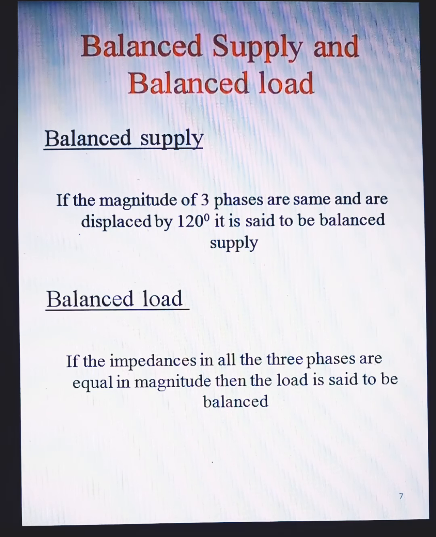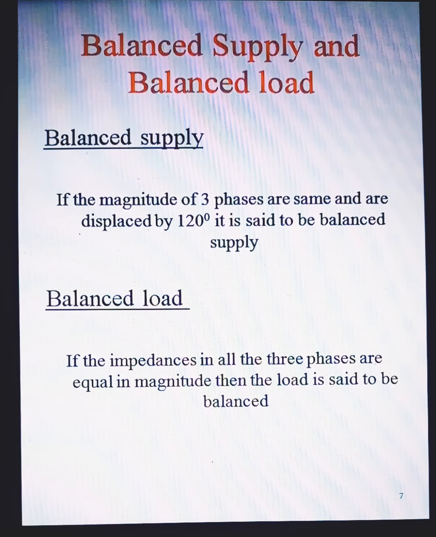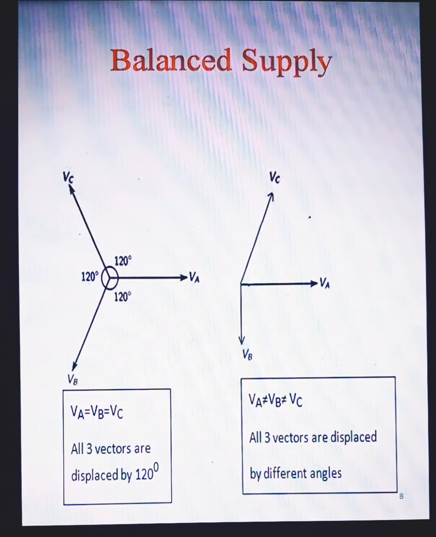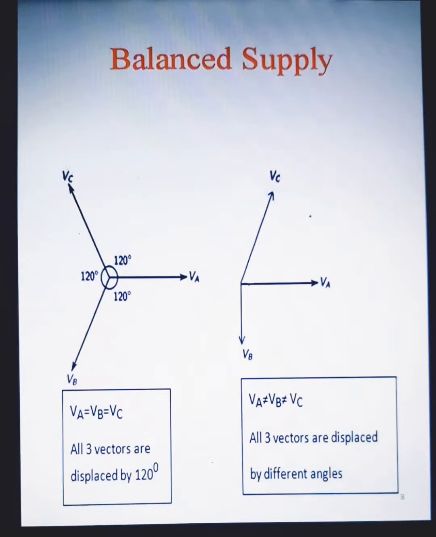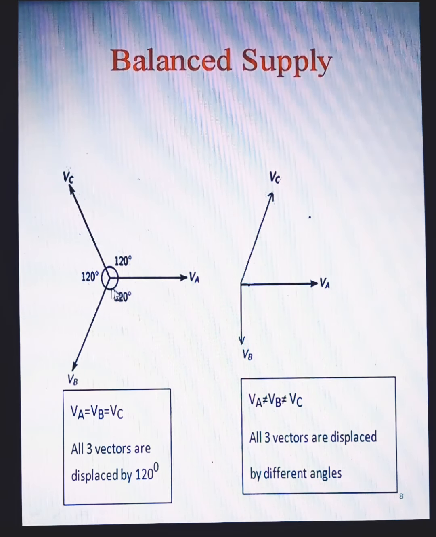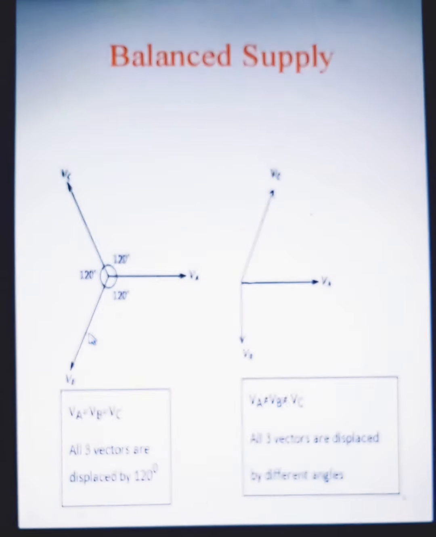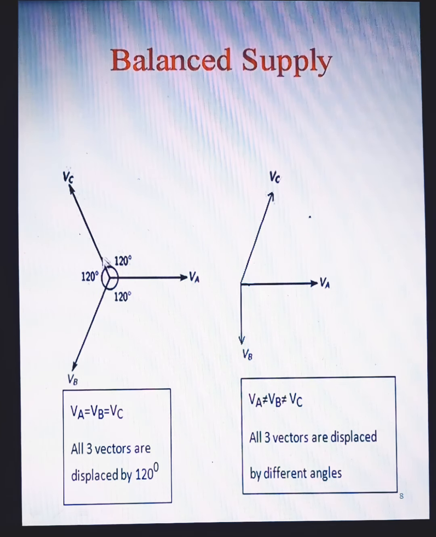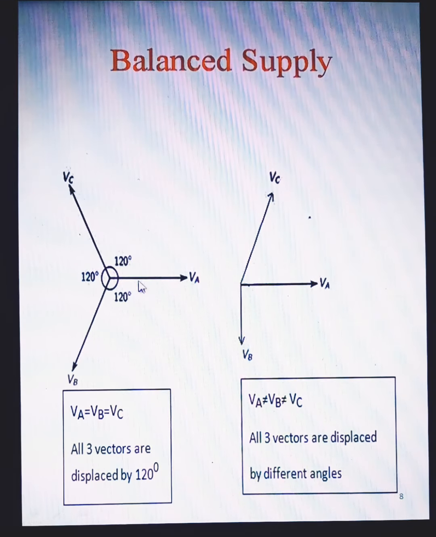Next is balanced supply and balanced load. Balanced supply means the magnitude of all the three phases are same and they are exactly displaced by an angle of 120 degree. Here you can observe the vector diagram for balanced supply. The phase A voltage is exactly equal to phase B voltage and phase C voltage magnitude, and also phase displacement is exactly 120 degree. If any one of this condition is not satisfied, then it is called as unbalanced supply.